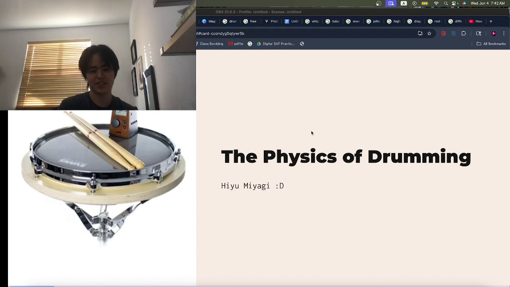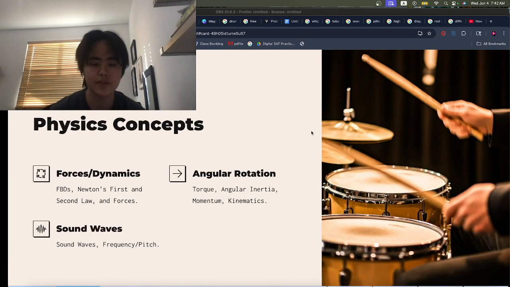Today we're going to go over the physics of drumming. The physics concepts we're going to learn today: first is forces and dynamics, which is free body diagrams, Newton's first and second laws, those forces, and then angular rotation, or angular movement. That will be torque, angular inertia, and kinematics. And then sound waves. We didn't learn this in class, but I'm going to add it. There's waves, and then frequency and pitch, and how that affects how we play.